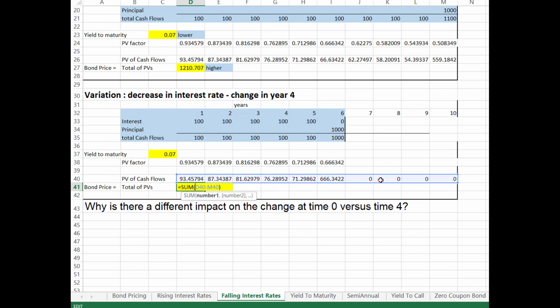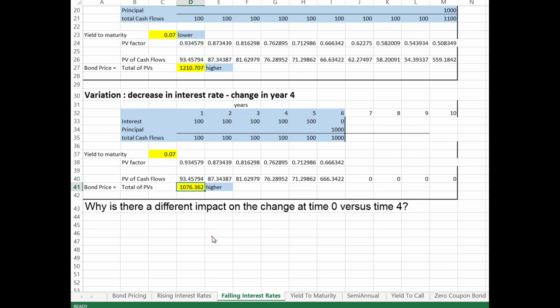It goes all the way to the end. Doesn't matter because these are all zeros anyway. So it's 1,076. So again, it is higher than face. However, look at the amount of difference. Since you're not getting this excess interest payment where we're getting 10% based on a bigger number each year, the value of the bond drops pretty dramatically if that occurs in year 4. So it's from 1,200 if it happens right away, and if it happens in year 4, it's only 1076.